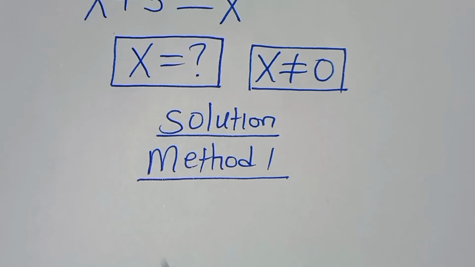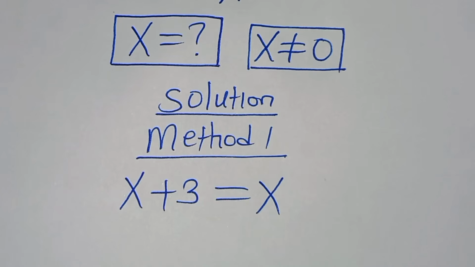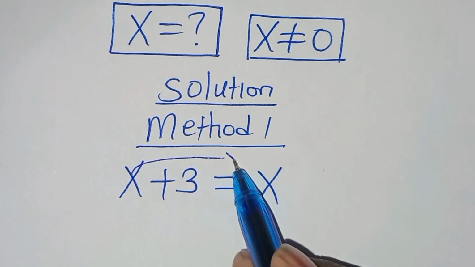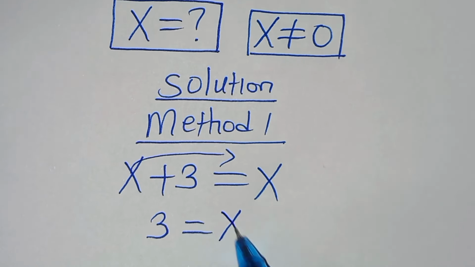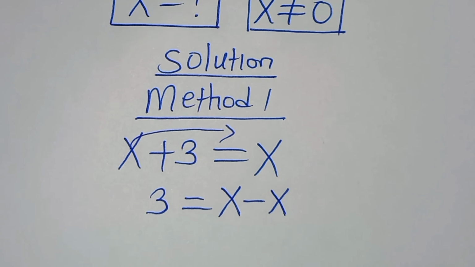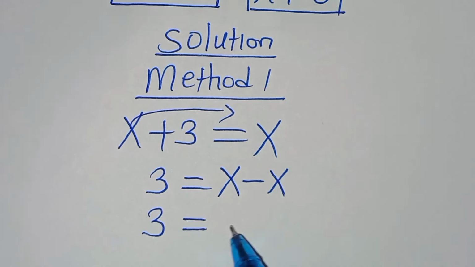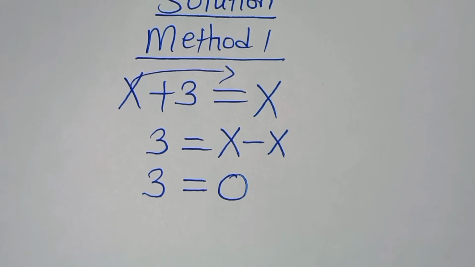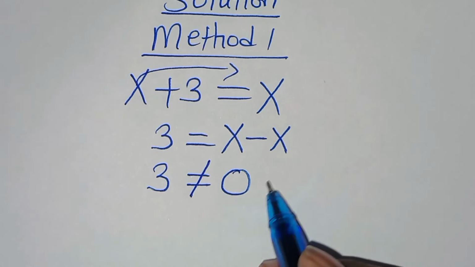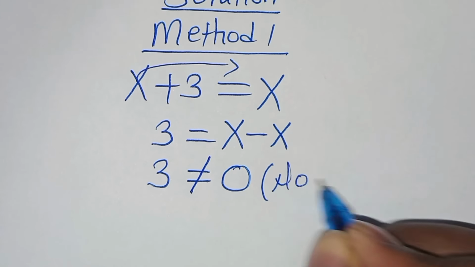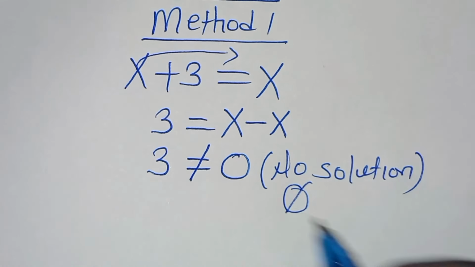In the first step, we have x plus 3 equal to x. So let's take this x on the right-hand side, so that we have 3 equal to x minus x, which is equal to 0. From here, there is no way 3 can be equal to 0. So from method 1, there is no solution. In this case, we have an empty set.